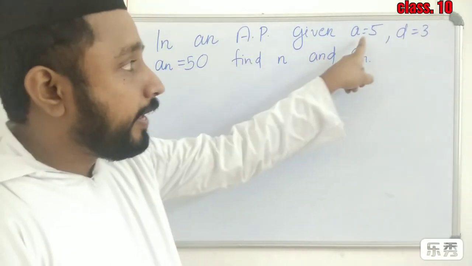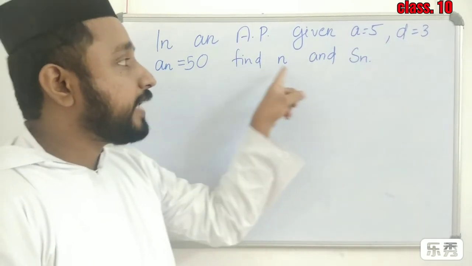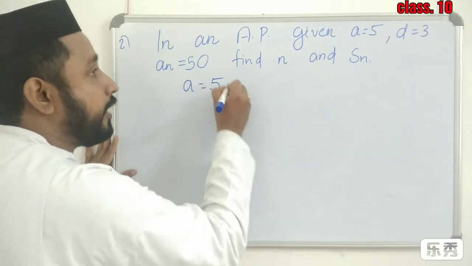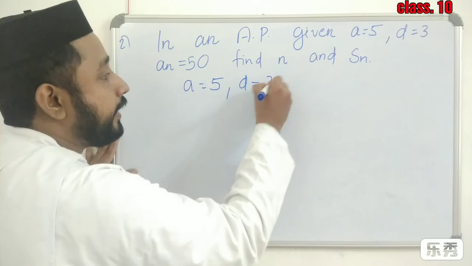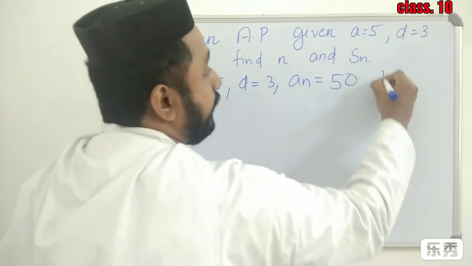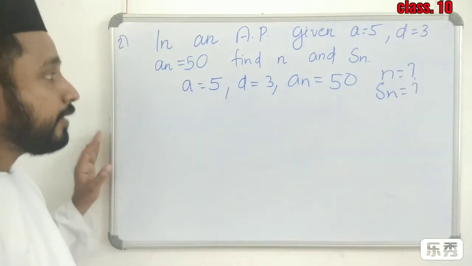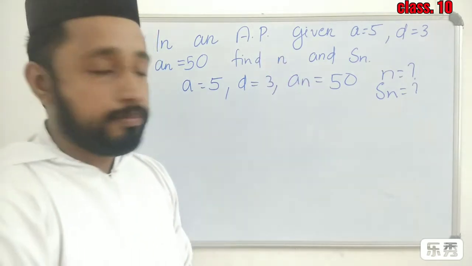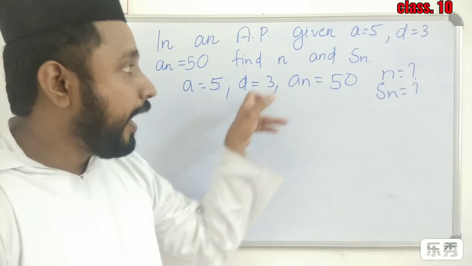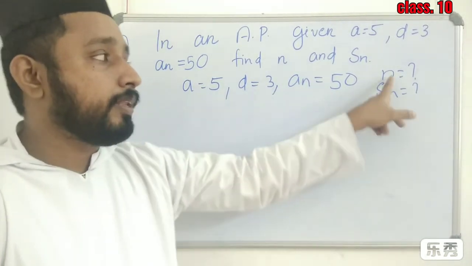In an AP, given a is equal to 5, d is equal to 3, an is equal to 50, find n and Sn. We have given that a is equal to 5, d is equal to 3, an is equal to 50. We have to find out n and Sn. After finding n, we have to find out Sn. First, we have to find out n. So we know a, d and an, so using the formula for an, we can easily find the value of n.